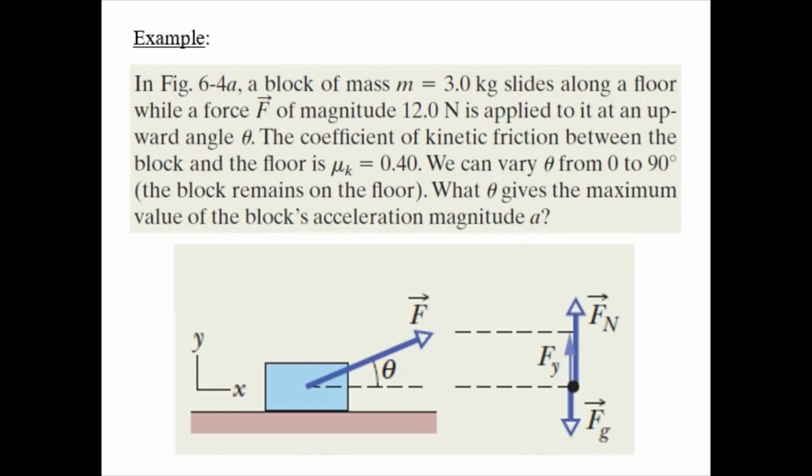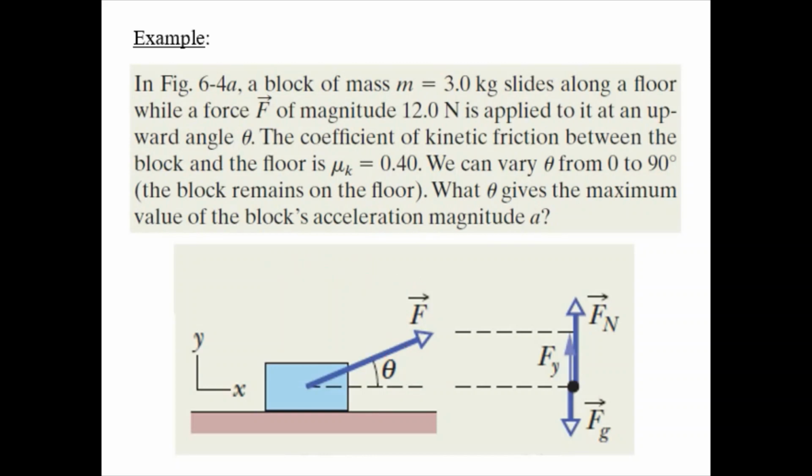And we're going to make the assumption, as it says, that the block remains on the floor. In other words, our force is not going to be large enough to actually lift the block. F sub y there is not going to be large enough to overcome the weight of the block. But of course, that F sub y value, depending on what angle we pull at, is going to affect F sub n. So we want to figure out what angle should that be to get this block accelerating at as fast a rate as possible.